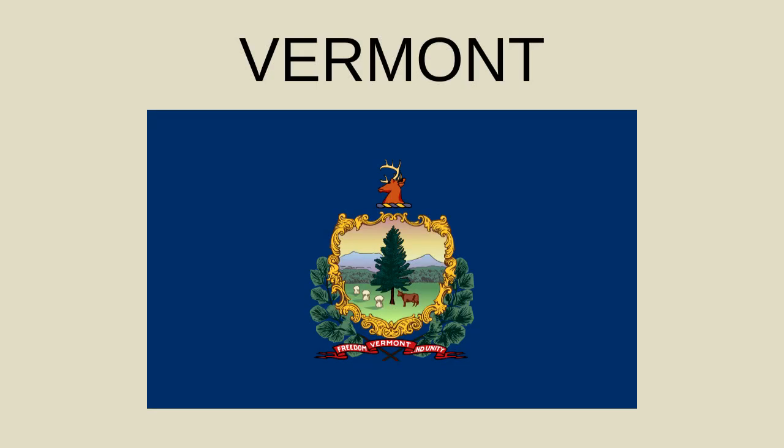Within the Vermont coat of arms is the scene of a pine tree with a cow and 3 bundles of wheat under it and mountains in the background. Above the scene is a head of a deer and surrounding it a gold border with some sort of leafage and a red banner below it.